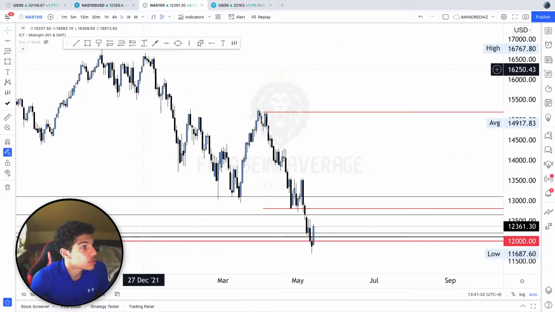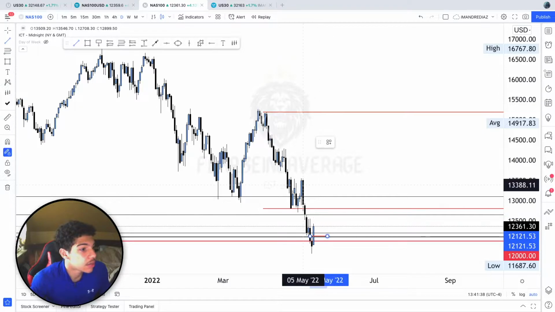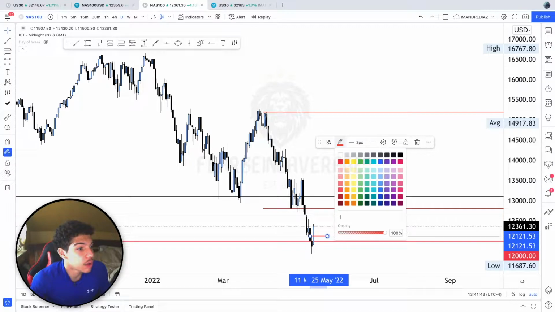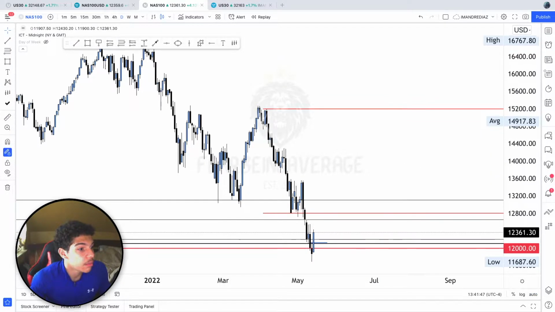So one thing I am potentially anticipating is a retracement down to this previous high right here. And why is this high important? Because this is leaving a fair value gap in the market. If you don't know what a fair value gap is, I do have other videos on it. I'm not going to go in depth on it right now, but I just want to keep this level in mind.